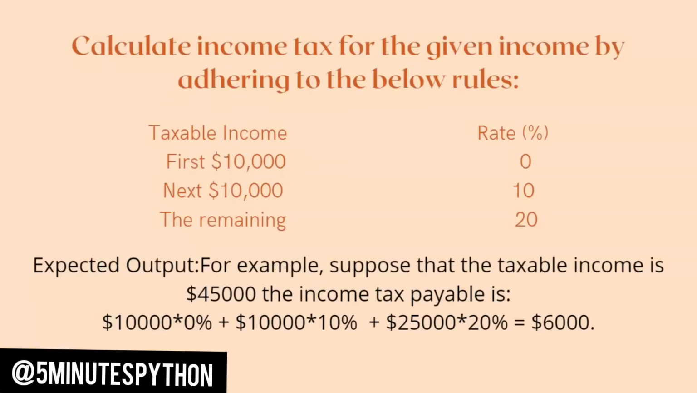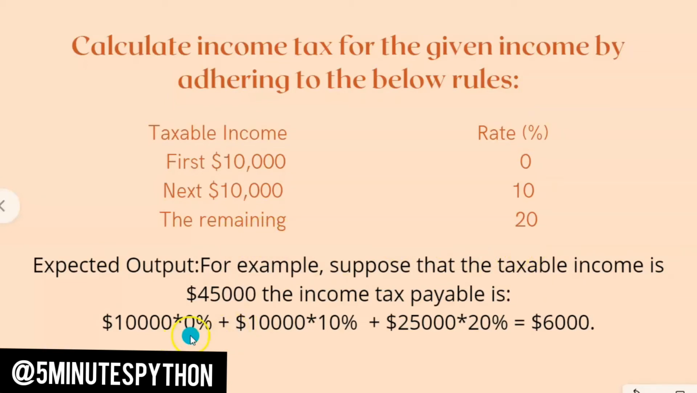This is the scenario that we are going to see today. This example I've taken from the internet. Our task is to calculate income tax with the rules we have mentioned here. For the first 10,000 of the income or salary, the rate of tax is 0%. For the next 10,000 of the income, the rate of tax is 10%. And for the remaining income amount, the rate is 20%.